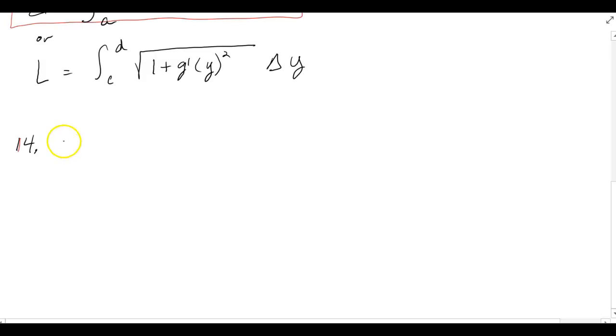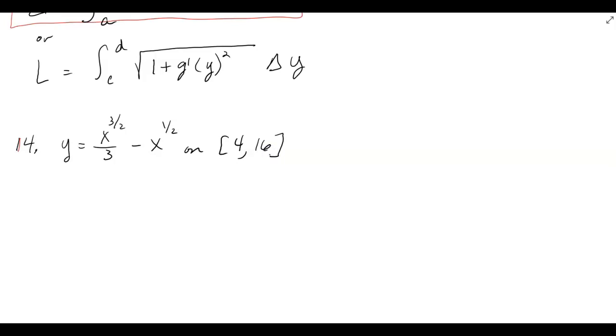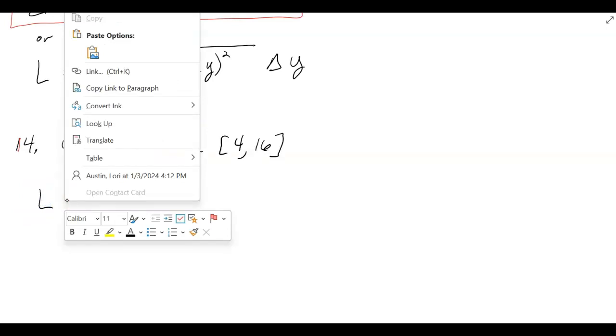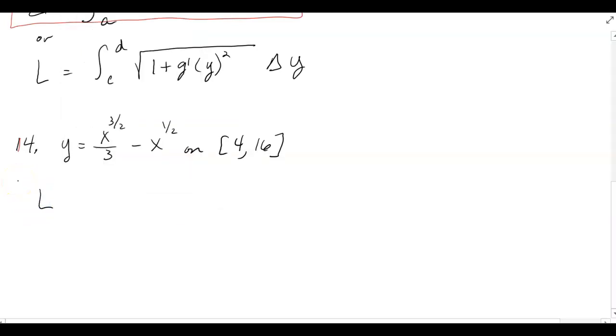So for 14, we have y equals x to the 3/2 over 3 minus x to the 1/2 on the interval 4 to 16. Now, you can always graph it in Desmos if you want to take a look at what it looks like, but it's pretty straightforward. Since our function is solved for y and has x's in it, we are going to simply differentiate with respect to x.